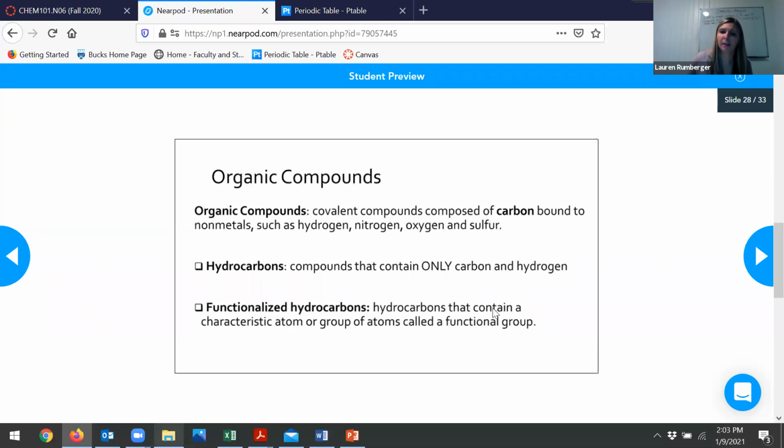Functionalized hydrocarbons have other nonmetals present in addition to carbon and hydrogen, which gives you a group of atoms called a functional group. It gives the compound a particular function and it reacts a certain way. You'll learn all that in organic chemistry.